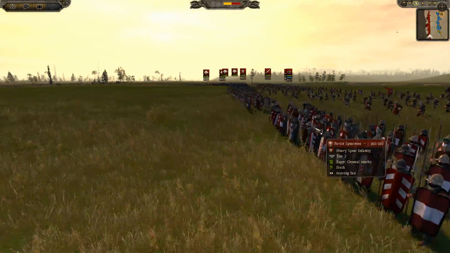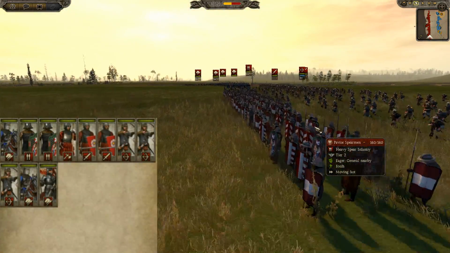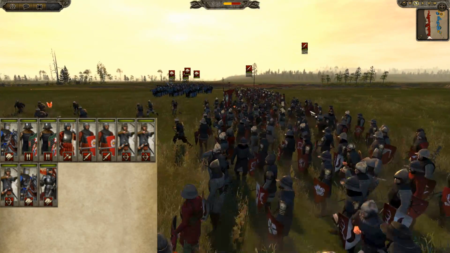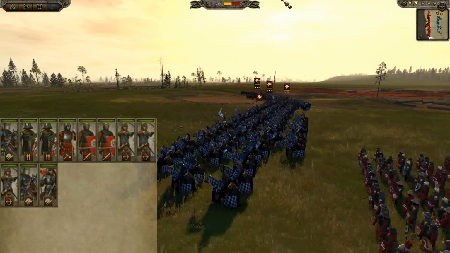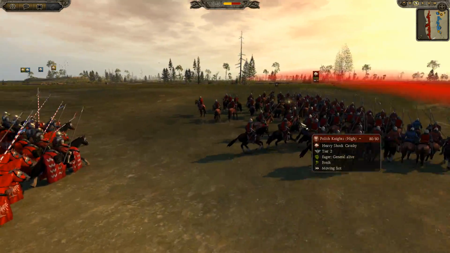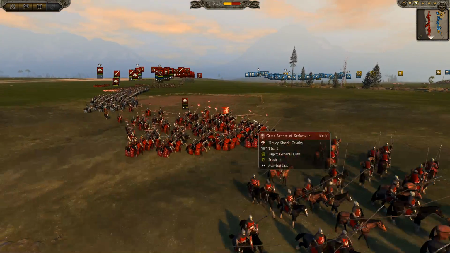And then way in the back, or not way in the back, but way on the right side, we have some Polish. This is Lesser Poland. He's bringing a very solid force of spears, archers. Got some swordsmen in the mix. But again, he's kind of like the Cumans. Doesn't have a ton of forces on the battlefield. So we'll see how that plays out.